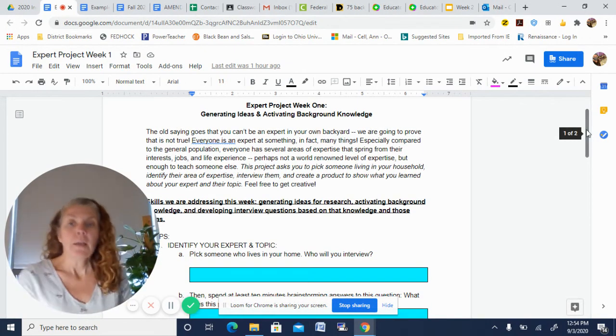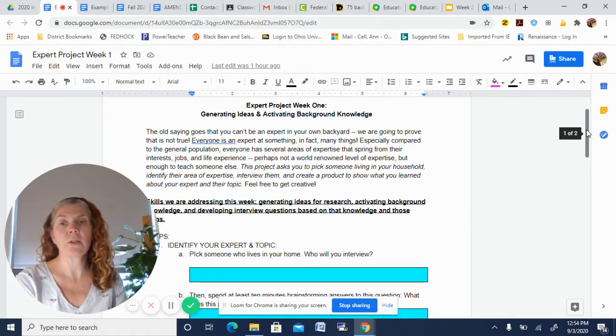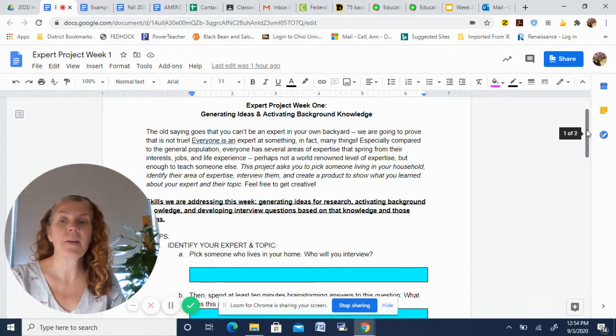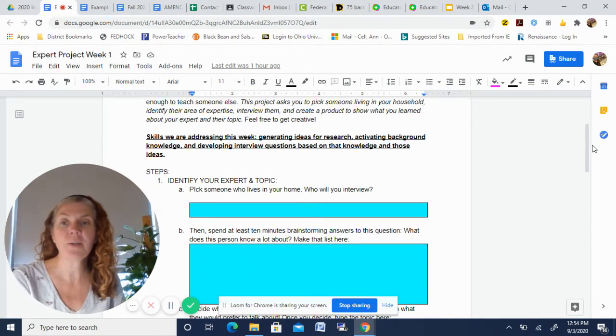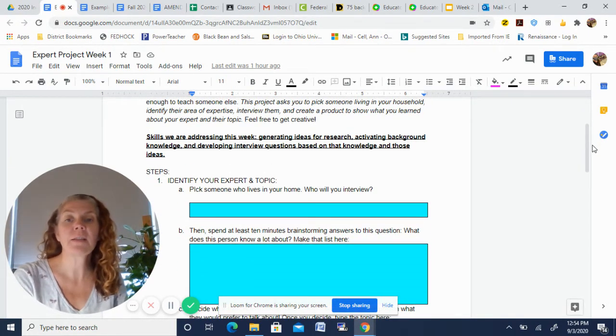So this sheet that you're going to be working on for this week focuses on generating ideas and activating background knowledge. If you go down to this highlighted part on the sheet, you'll see that the skills we're addressing this week are generating ideas for research.